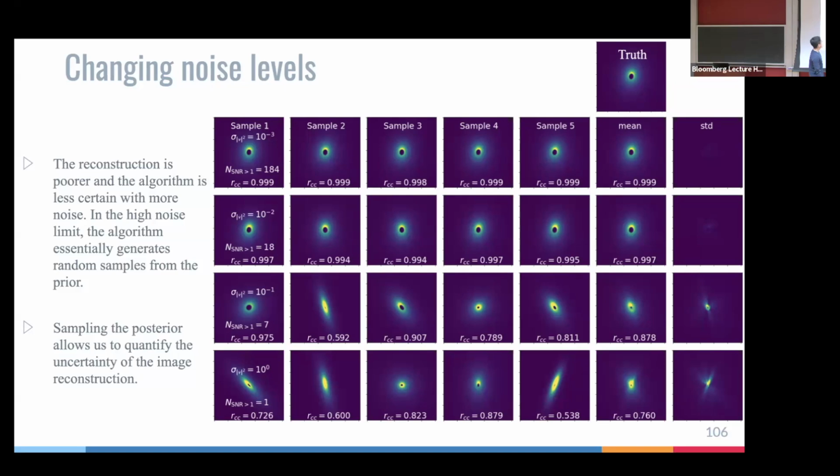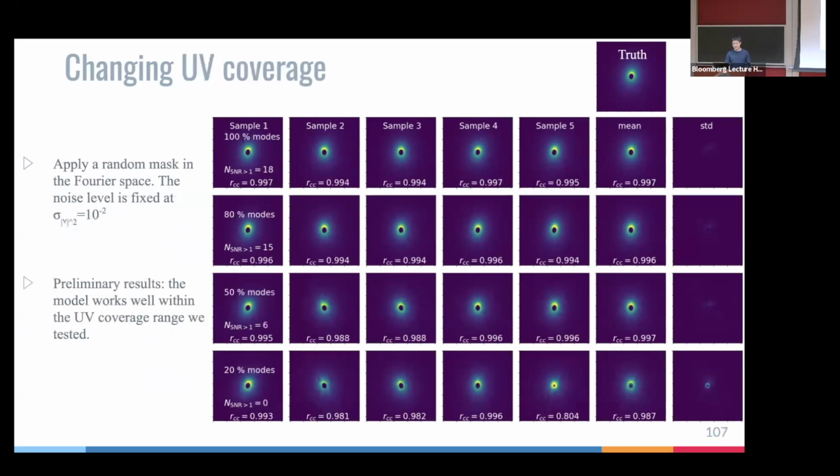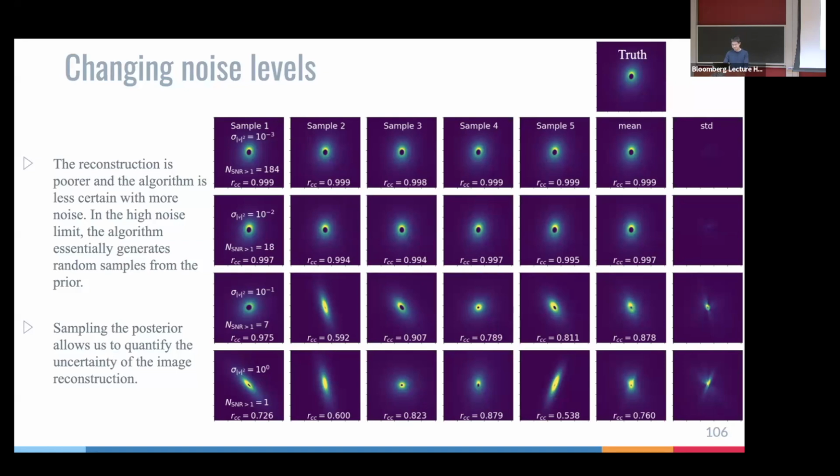And we see that when you have higher and higher noise, your prior becomes more important. Finally, in the end, you would really just generate random images from your prior because your likelihood contains almost no constraining power. On the bottom, the number of modes with signal to noise ratio larger than 1 is only 1. So essentially here we are just measuring 1 mode, which gives you nothing. But of course, if you have a higher signal to noise, you get better confidence. The correlation coefficient when you have one mode is 0.7.